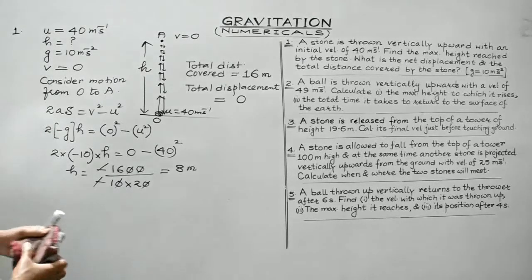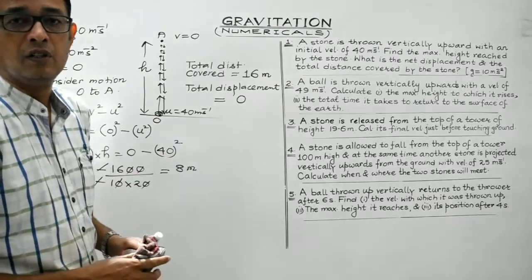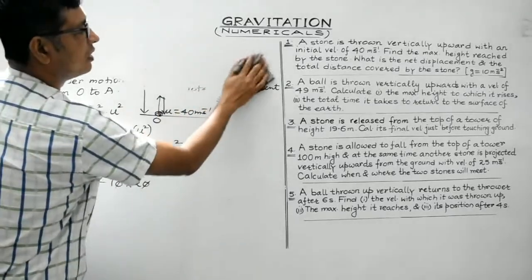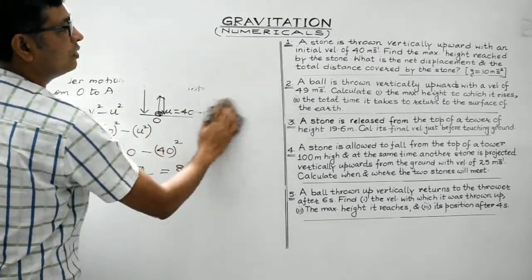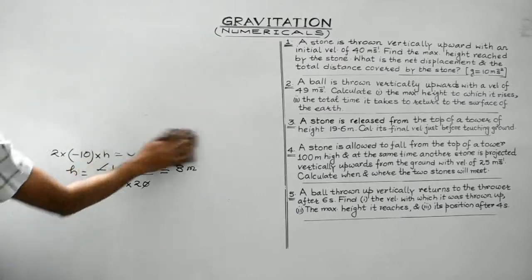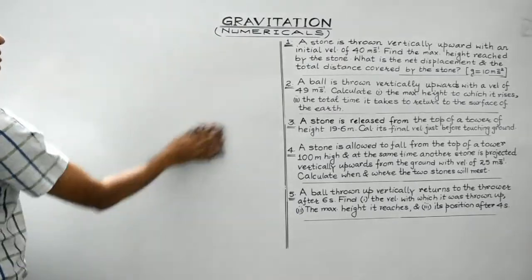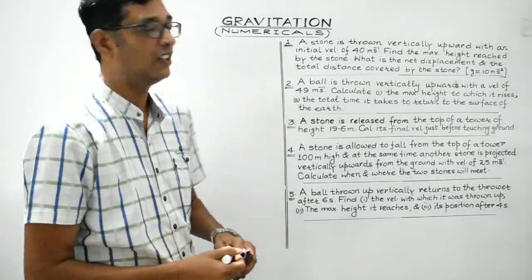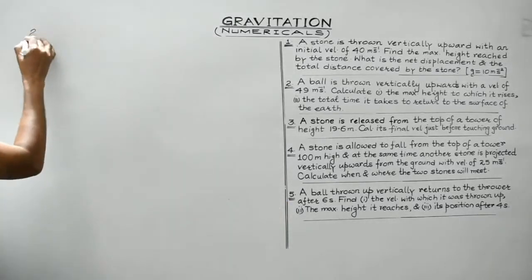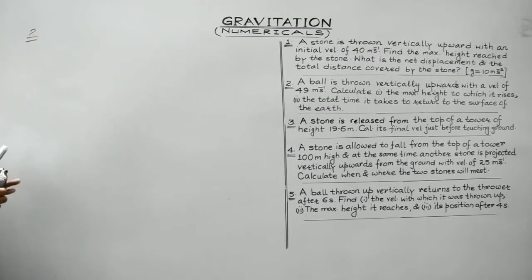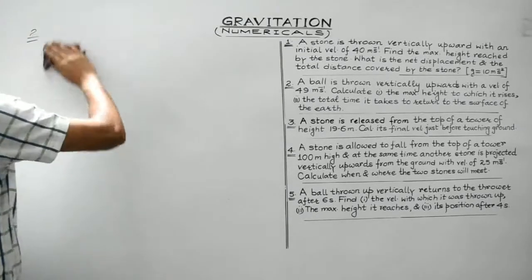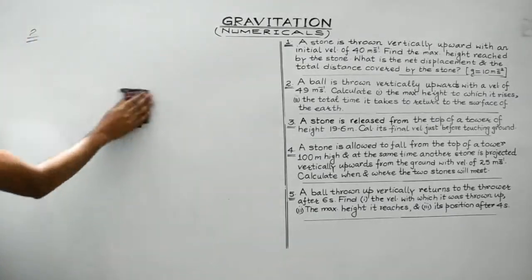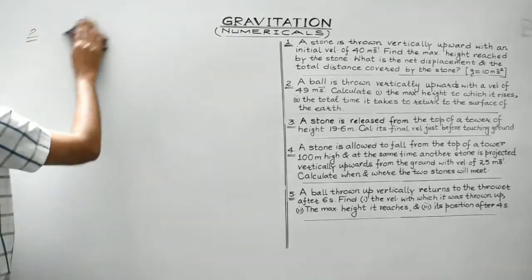Now let's move forward to question number 2. So question number 2, students. A ball is thrown vertically upwards with a velocity of 49 meters per second. Calculate the maximum height to which it rises, and the total time it takes to return to the surface of the earth. Right? So the second question is similar to the first question. Here, in place of a stone, a ball is given and the value of g is not given, so it is to be taken as 9.8 meters per second square.